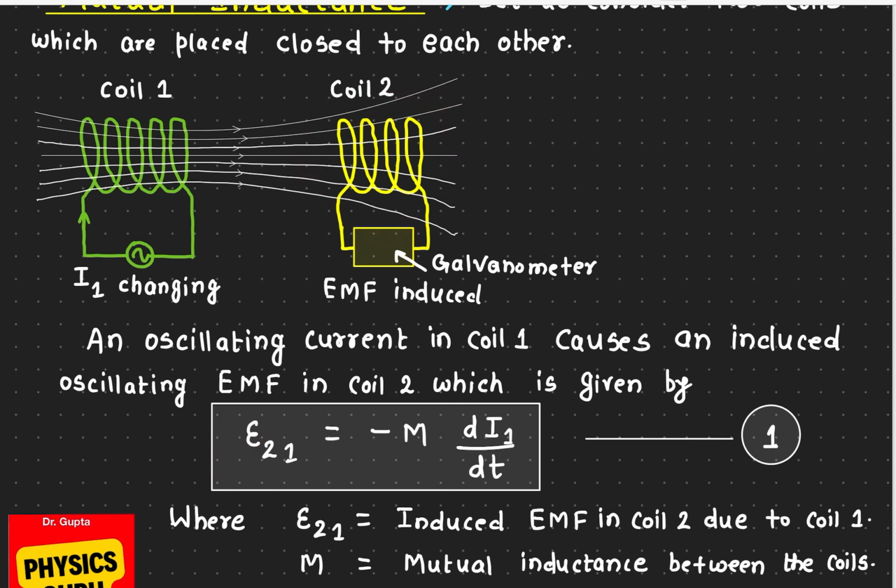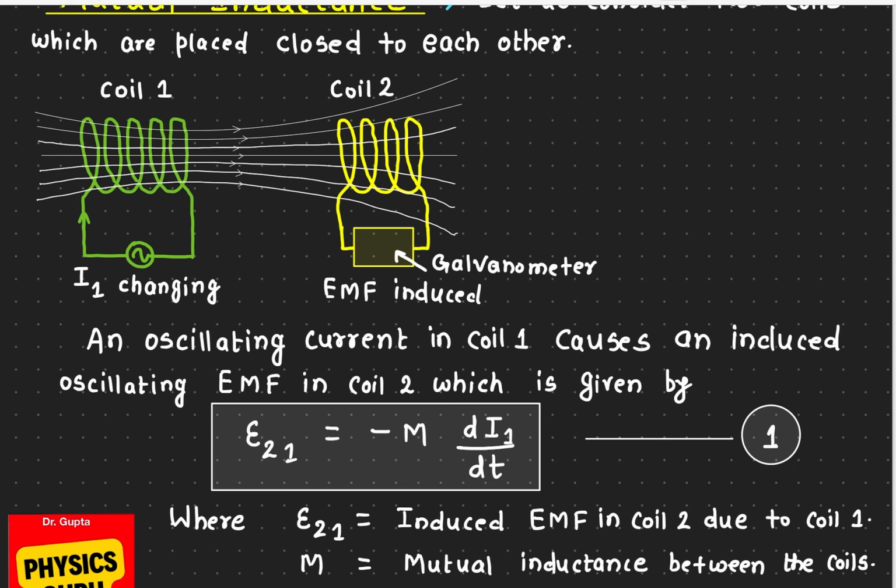This EMF, epsilon 2 1, meaning the induced EMF in coil 2 due to coil 1, is given by the rate of change of current that is happening in coil 1, and then this term here is a constant term that is called the mutual inductance. Now you might be wondering about this negative sign. This negative sign is coming from Lenz's law. If you want to understand the meaning of this negative sign, it always tries to oppose the cause.